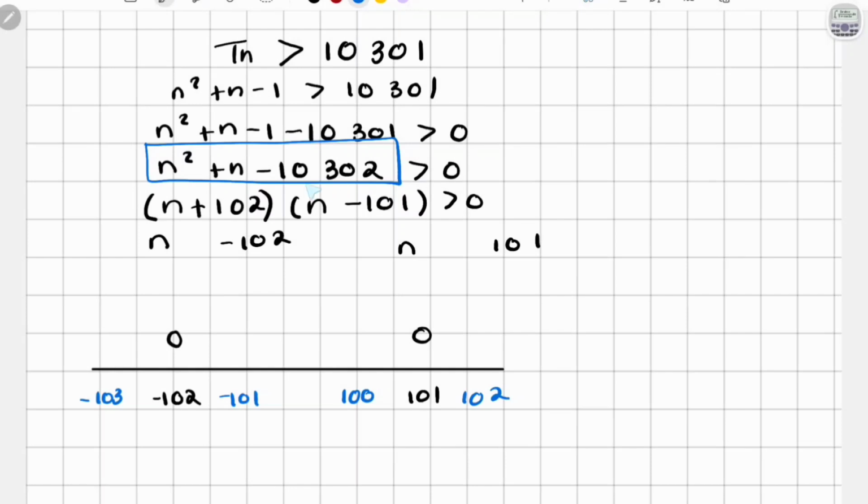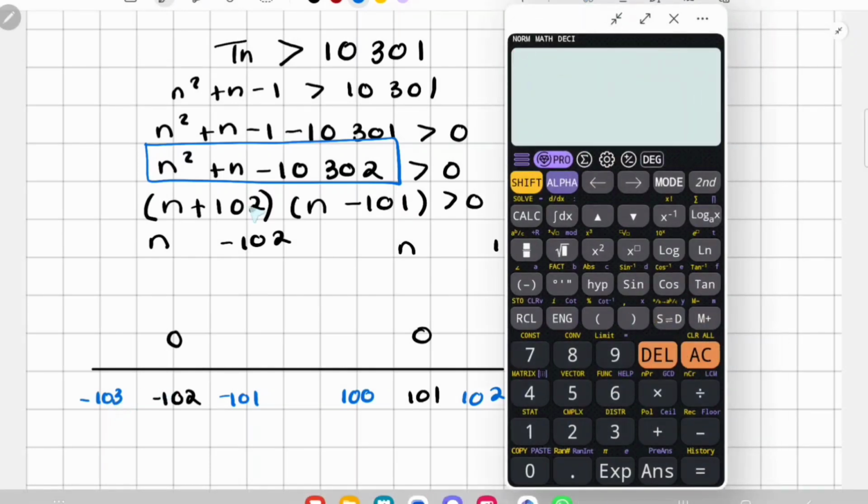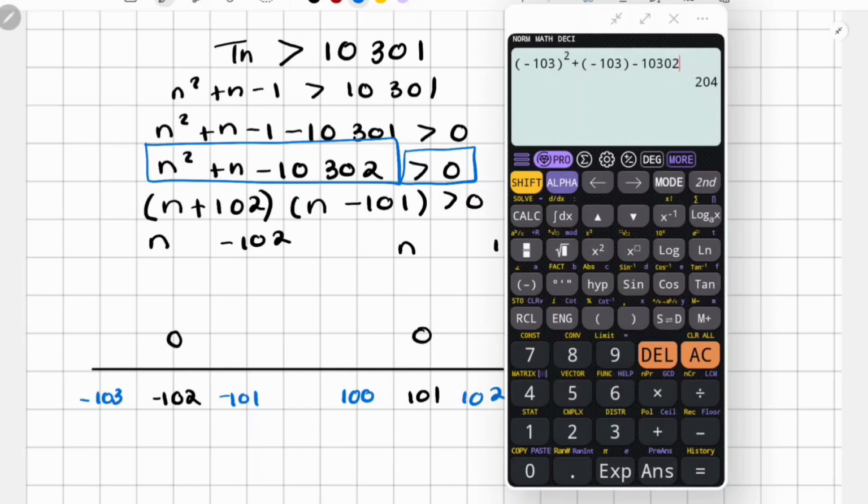It wants you to find the values of n for which this expression will be greater than 0. So I'm going to substitute negative 103 into this expression, and if it gives me a value greater than 0, then it works. Okay, so I substituted negative 103 and that works. It gives me 204, which is a value that is greater than 0.